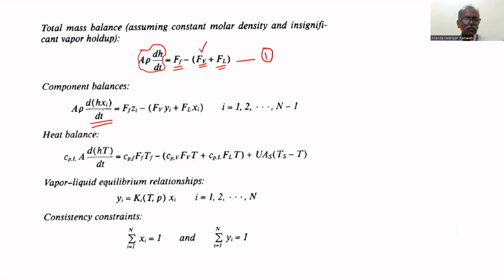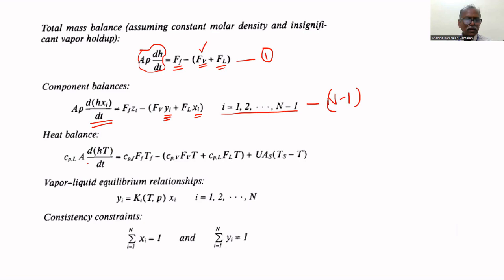If you write the equation for component balance, A rho d(H xi) by dt, that is liquid phase component balance, equal to F of Zi minus Fe yi plus FL Xi, where Y is the top product and X is the bottom product. Xi are components in the bottom product. Yi are components in the top product. As i varies from 1 to N, this has N minus 1 equations.